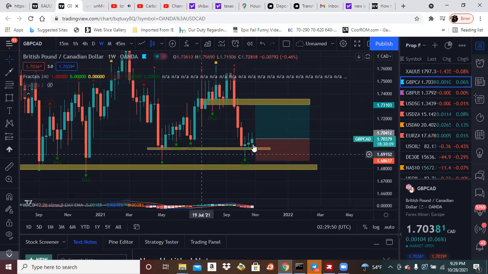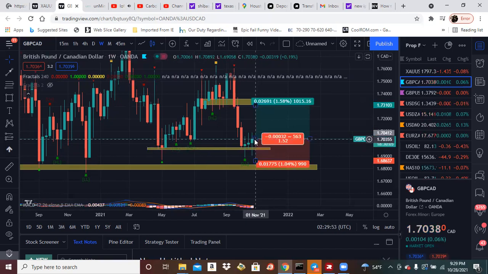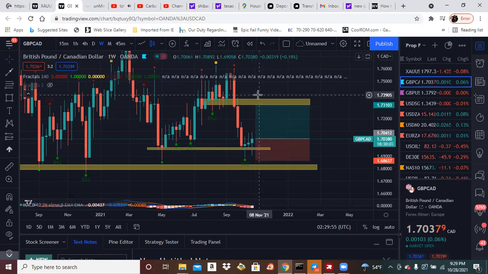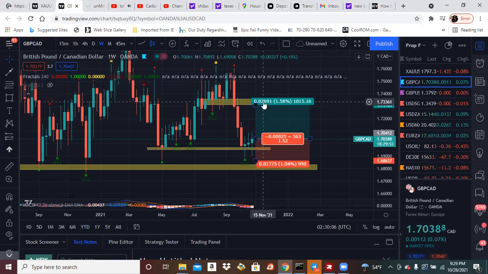Or you can wait for a retrace back down there if it happens and then get in, whichever way you want to do. That's what I'm seeing with this trade setup. On the weekly, this will be a swing trade up here. It might take a few weeks. That's where your patience comes in.